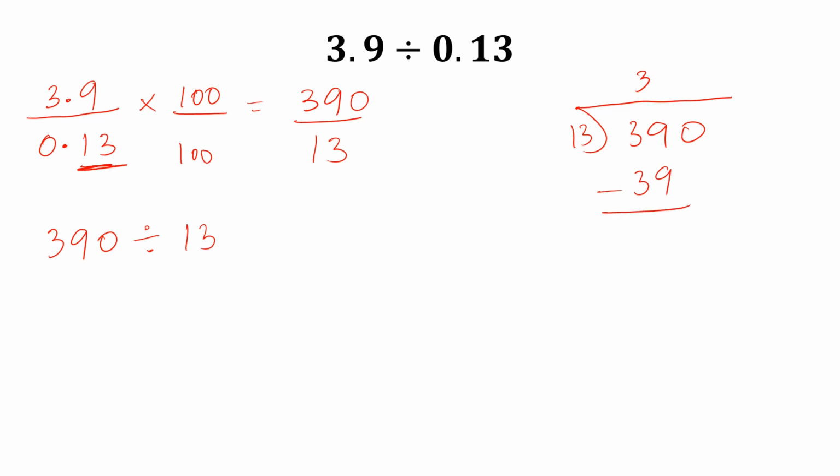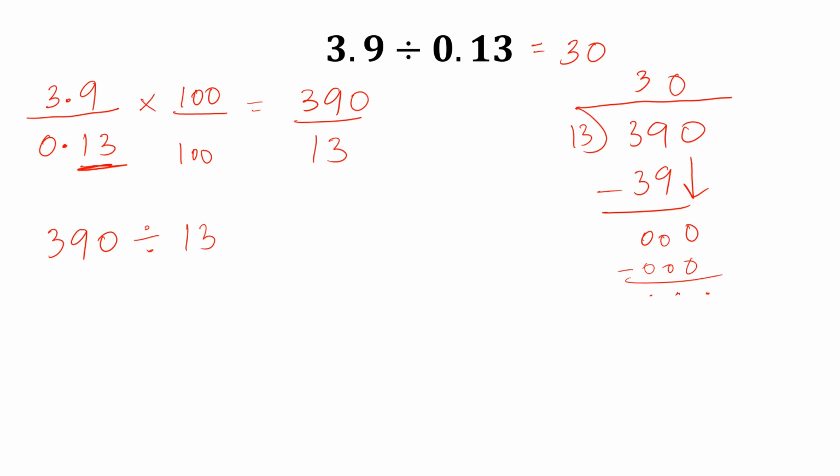And when we subtract 39 from 39, we are left with what? 0. And then we carry down our 0. Now 13 into 0, that goes what? 0 times. Alright, then we multiply 13 times 0, then that will give us what? 0. And when we subtract 0 from 0, we are left with 0. That means 3.9 divided by 0.13 is simply equal to 30. So initially it looks challenging, but after going through the steps, it is pretty simple.